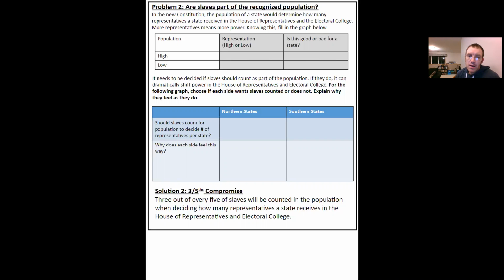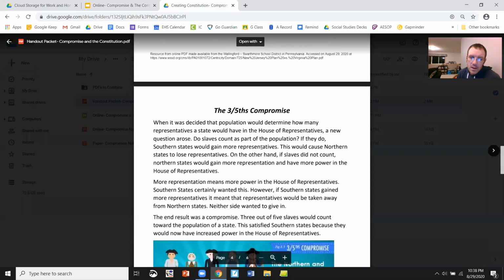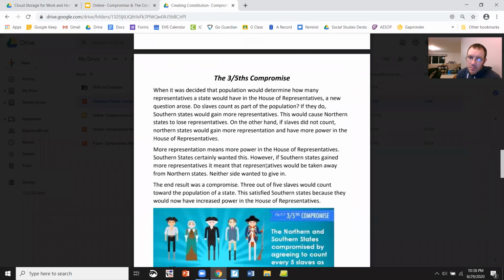Here we go. It needs to be decided if slaves should count as part of the population. If they do, it can dramatically shift power in the House of Representatives and Electoral College. For the following graph, choose if each side wants slaves counted or does not. Explain why they feel as they do. So for this, we're going to go over to our document here and read a bit about the Three-Fifths Compromise.